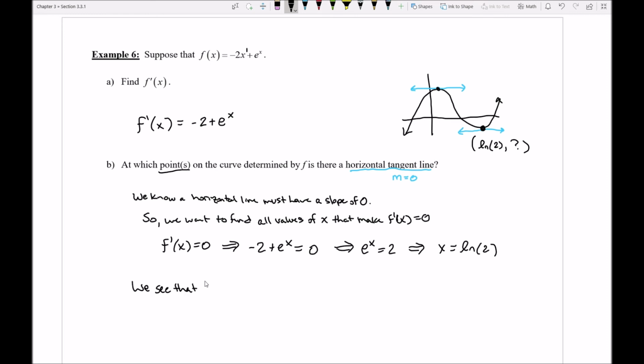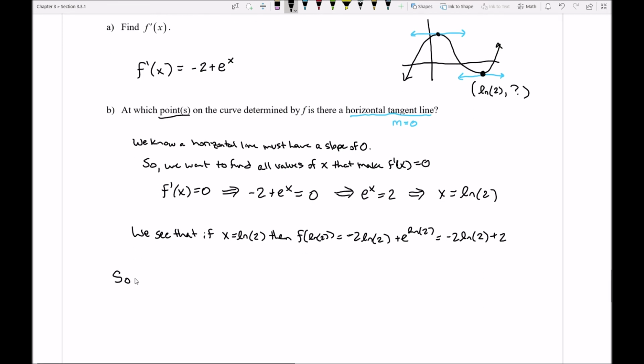So we see that if x is equal to the natural log of 2, then f of the natural log of 2 would allow me to get a y value. So I'm going to go up here, and this would be negative 2 natural log of 2. And if I do plus e to the natural log of 2, again, some things can simplify. I'm going to get negative 2 times natural log of 2, and this here just simplifies to 2. So here is my y value. I have an x value, and now I have a y. So I can write the following conclusion.